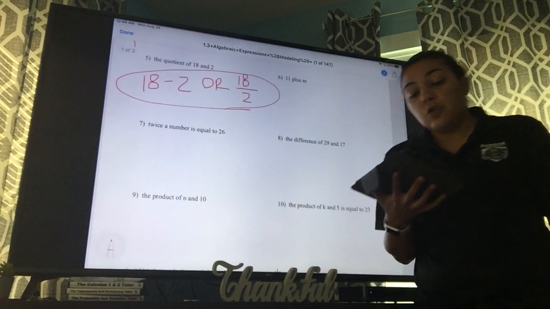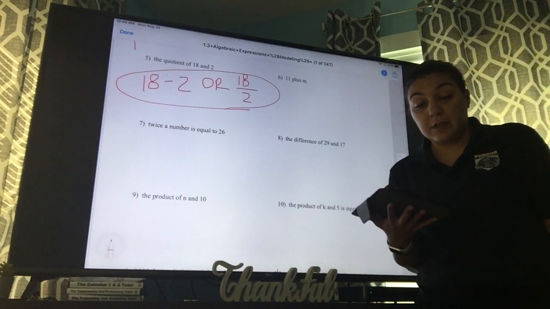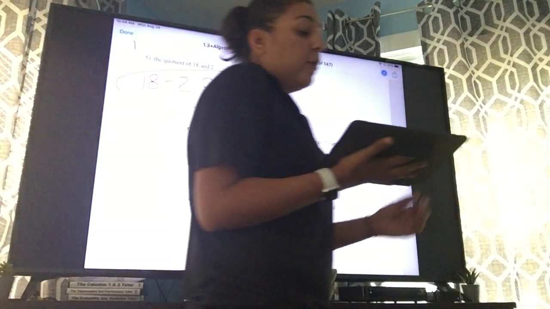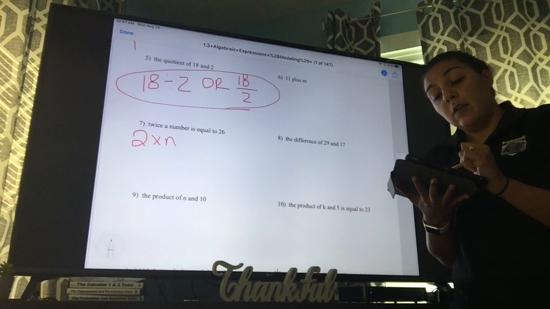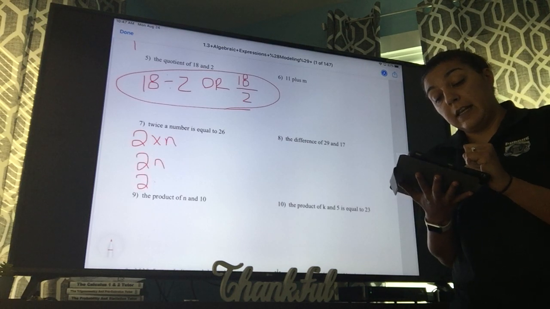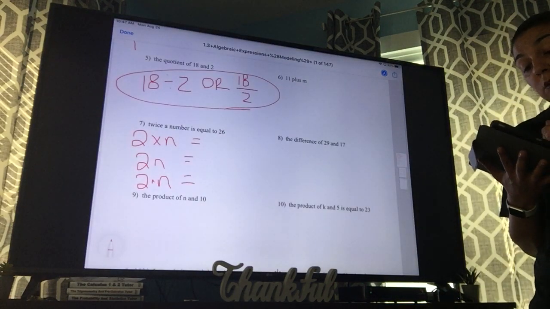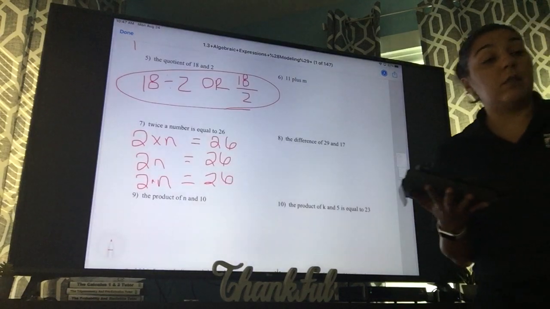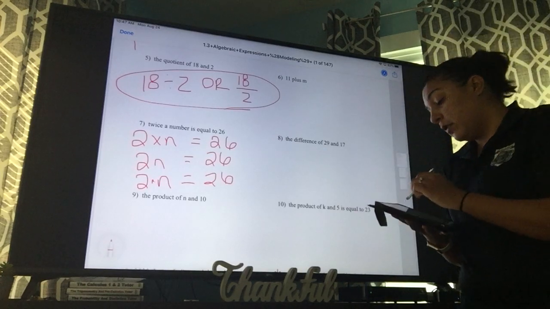Twice a number is equal to 26. Twice means 2, and that really means multiply. So twice a number, you could say 2 times n, or 2n, or 2 dot n. Any of those work. Is means equals 26. I wrote it out three different times, but any of these work. You don't need to write all three.